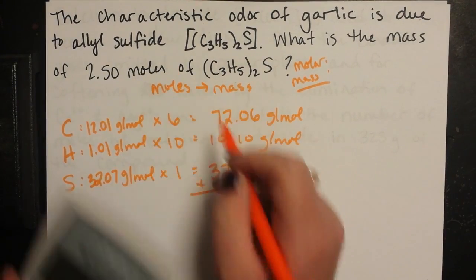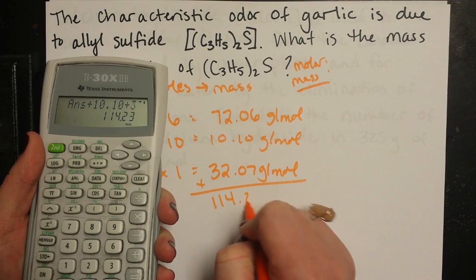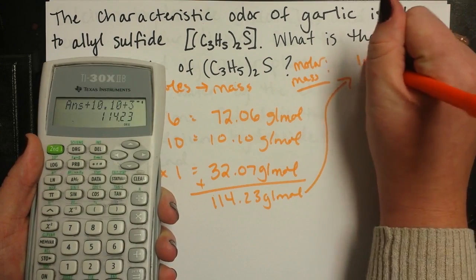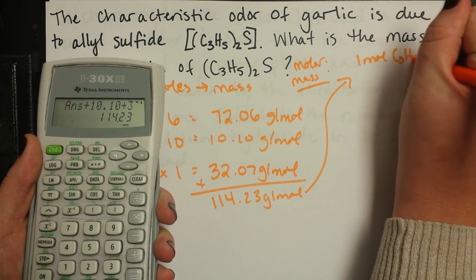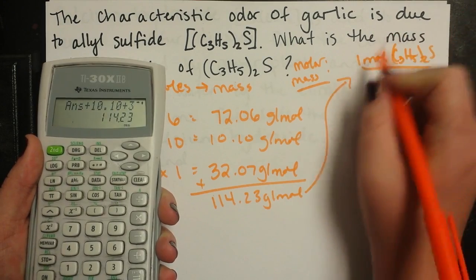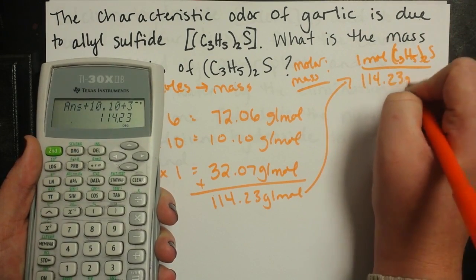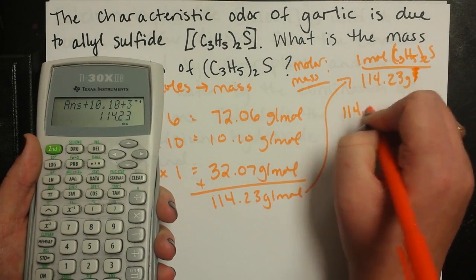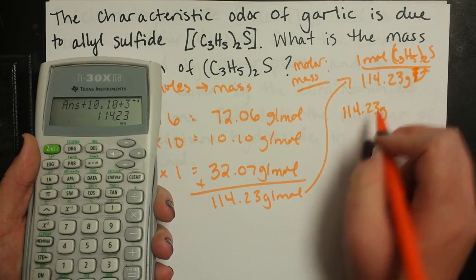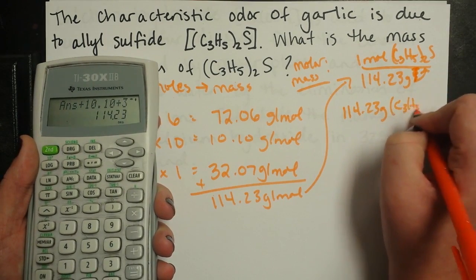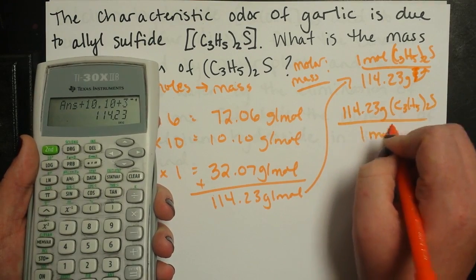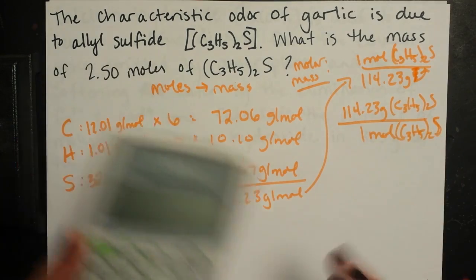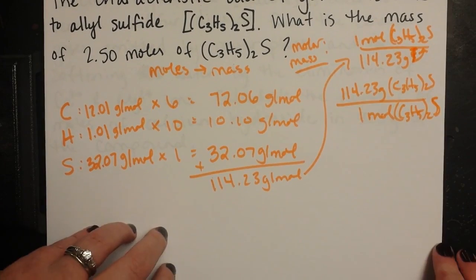So the molar mass of allyl sulfide is 114.23 grams per mole. That's just our molar mass, meaning if I've got 1 mole of allyl sulfide, it weighs 114.23 grams. And if I've got 114.23 grams of allyl sulfide, C3H5 2S, then that means there's 1 mole of C3H5 2S. Okay, so now we can actually do the problem.